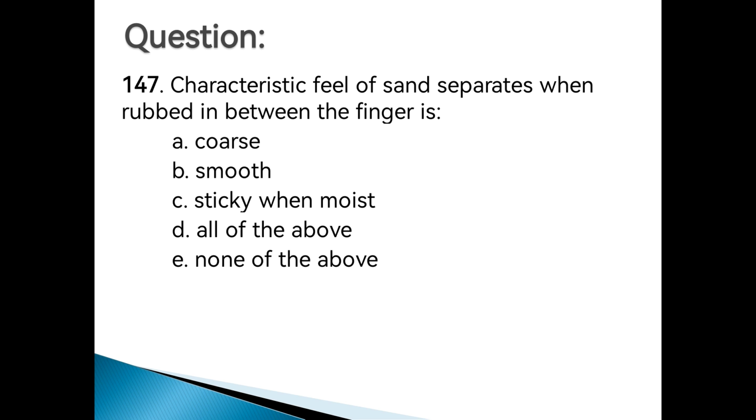147. The characteristic feel of sand separates when rubbed in between the finger is A. Coarse, B. Smooth, C. Sticky when moist, D. All of the above, E. None of the above. The correct answer is A. Coarse. Gaspang.